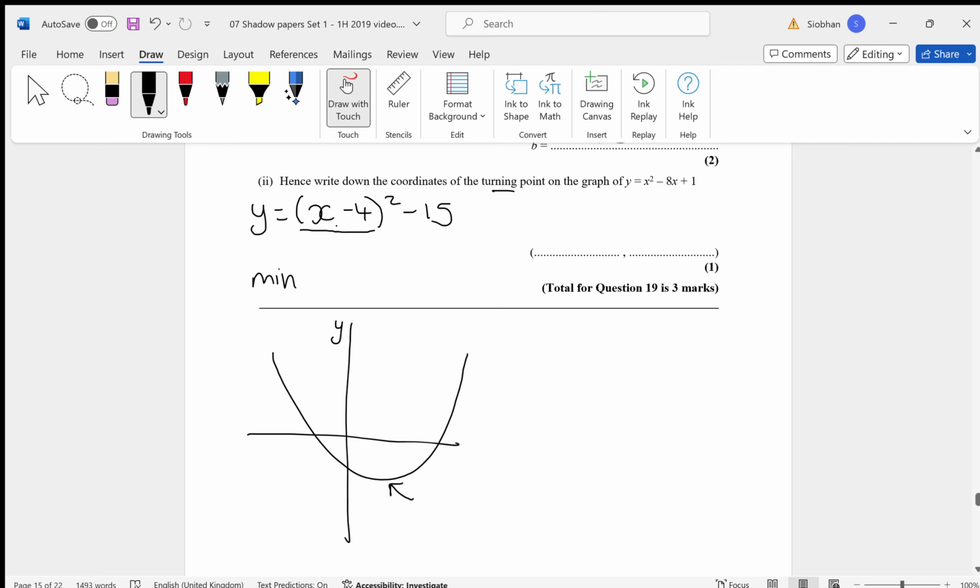So the smallest possible value you can get on this graph is when this bracket here equals 0. And to get that bracket equaling 0, x must be 4. So when x equals 4, this whole bracket will then equal 0. So if this whole bracket here equals 0, 0 squared is 0, so that all disappears. So y must therefore equal minus 15. So the absolute smallest value you can have is when x is 4 and y is minus 15.